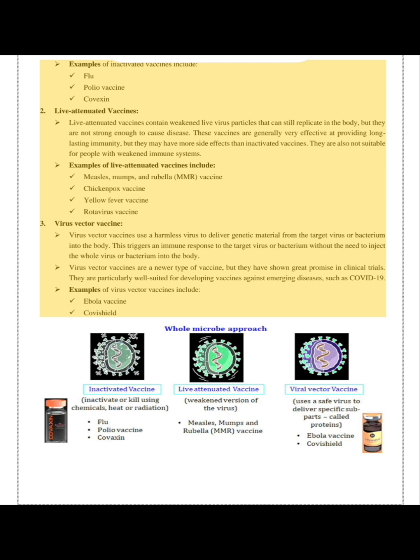3. Virus vector vaccine. Virus vector vaccines use a harmless virus to deliver genetic material from the target virus or bacterium into the body. This triggers an immune response to the target virus or bacterium without the need to inject the whole virus or bacterium into the body. Virus vector vaccines are a newer type of vaccine, but they have shown great promise in clinical trials. They are particularly well suited for developing vaccines against emerging diseases, such as COVID-19. Examples of virus vector vaccines include Ebola vaccine, Covishield.